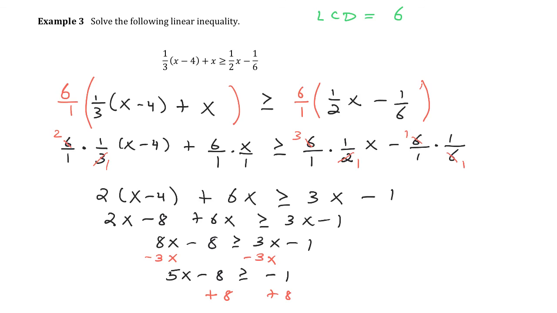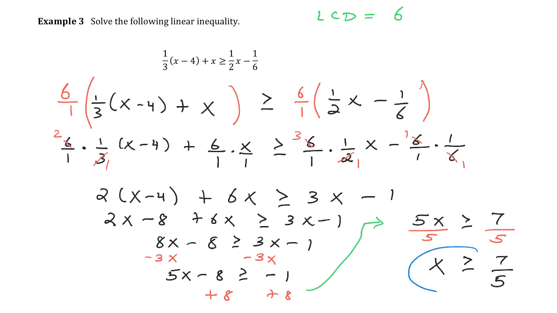I'll continue my work over here. Okay, I get 5x on the left. That's greater than or equal to 7 on the right. Okay, I have to divide by this 5. It's a positive number. Therefore, it's still just x, and that's bigger than or equal to 7/5. And this is my final answer.